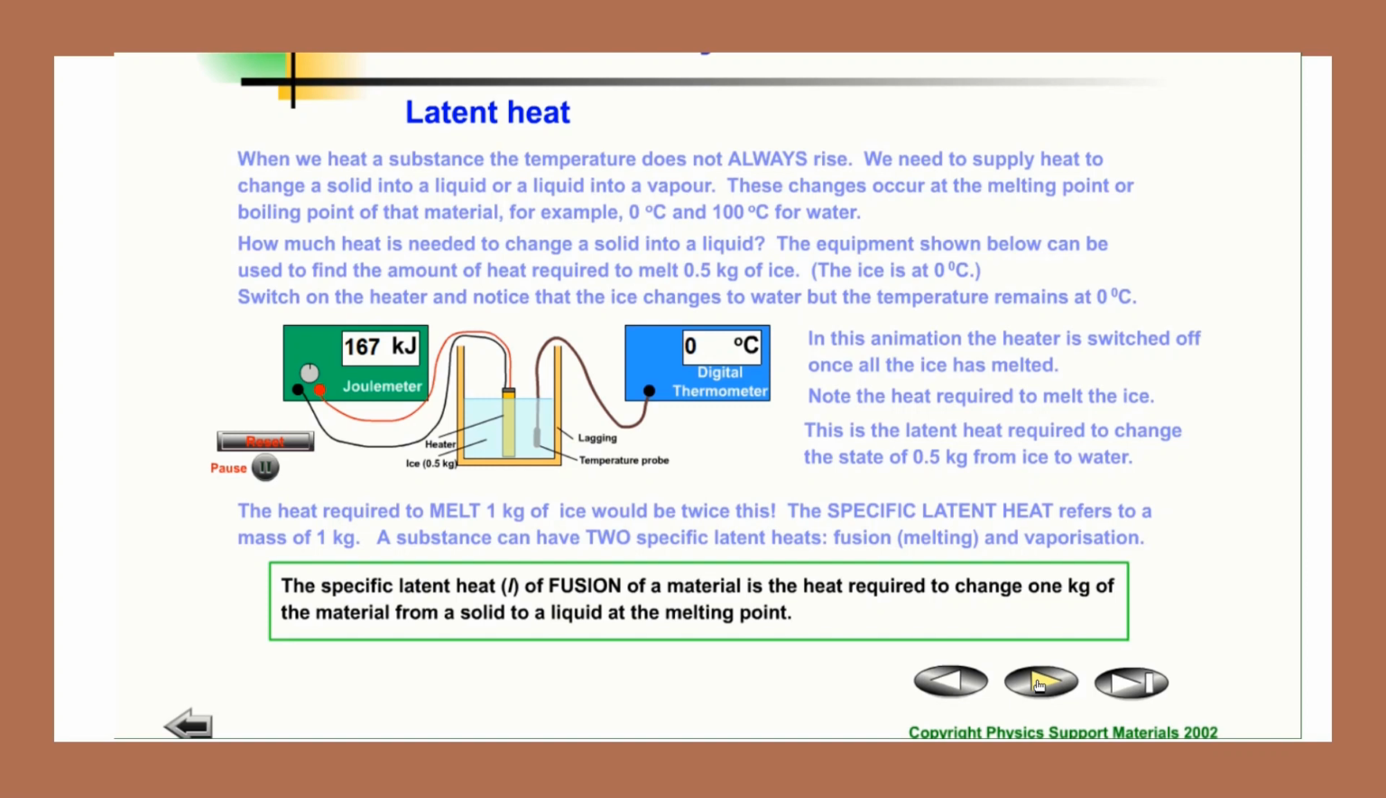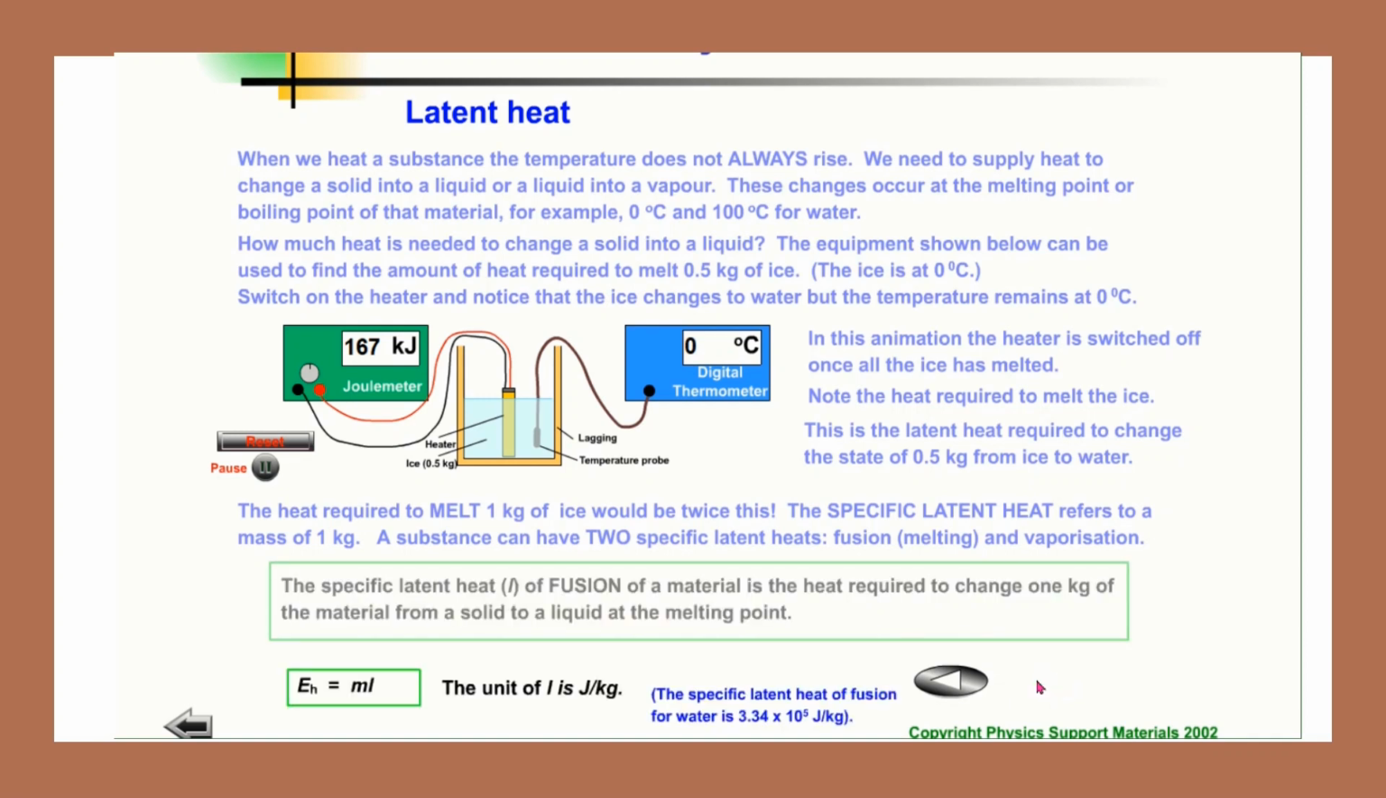In this case, we've got 167 kilojoules to melt half a kilogram. So if you double that, you'll end up with a specific latent heat of fusion for water as 3.34 times 10 to the 5. And the units here are joules per kilogram. There's no degrees Celsius, there's no Kelvin on that one, because we're not changing the temperature. The formula is E_H equals m l. It's a standard formula. What you can often do is put a little f subscript for latent heat of fusion, or a little v after the l for latent heat of vaporization.